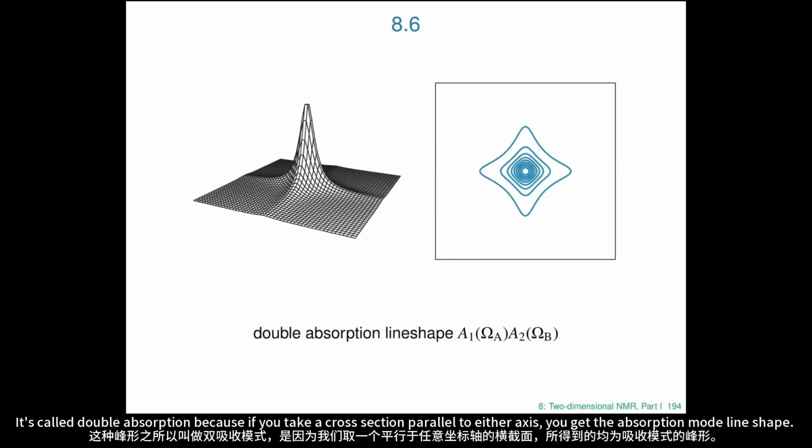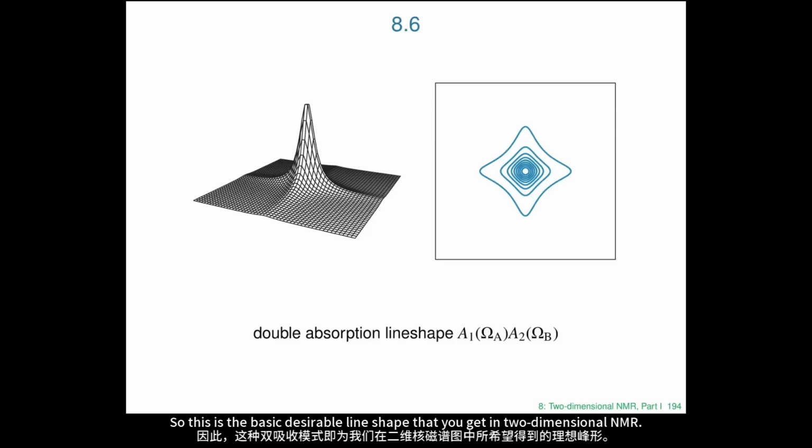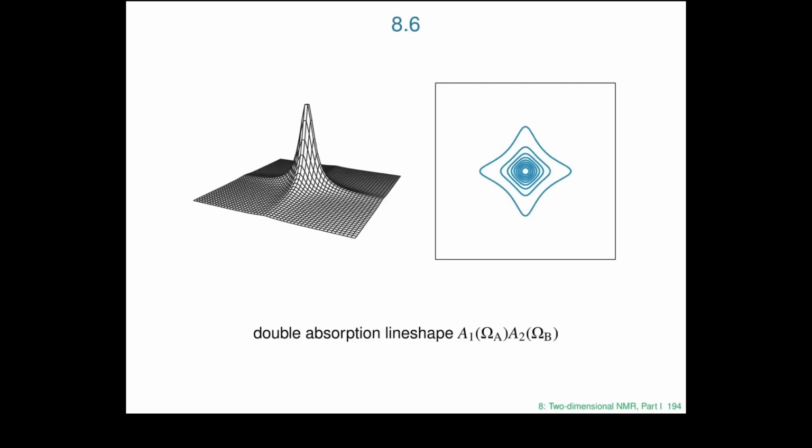It's called double absorption because if you take a cross section parallel to either axis, you get the absorption mode line shape. So this is the basic desirable line shape that you'll get in two-dimensional NMR.